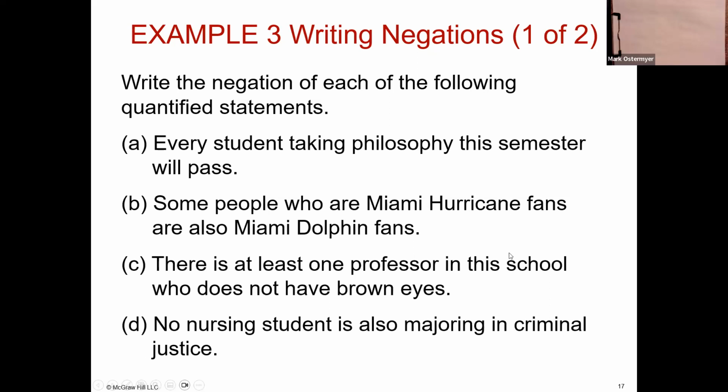All right, we'll call this classwork number 3. Ladies and gentlemen, I want you to write the negation of each of the quantified statements. Just write the negation. Go ahead and do it.